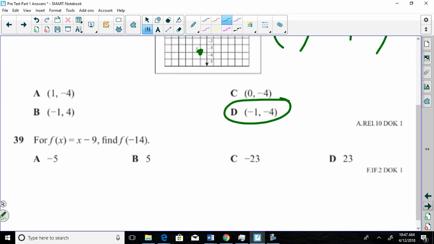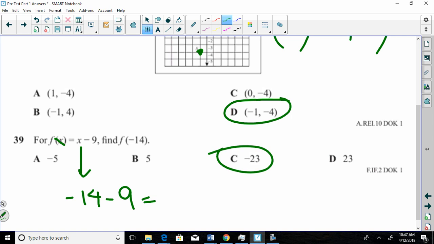What do we do with negative 14? Plug it in for x. Make sure you don't make it equal to it. Negative 14 minus 9 ends up being negative 23. You would plug this in for x. If it said f of x equals negative 14, that would mean I would plug it in for f of x. But if it's just f of negative 14, that just means plug it in instead of x. Does that make sense? Almost done.